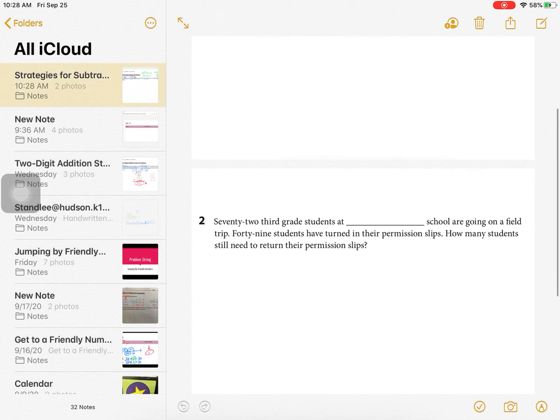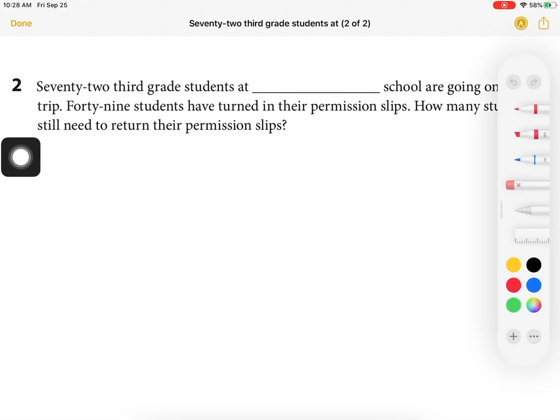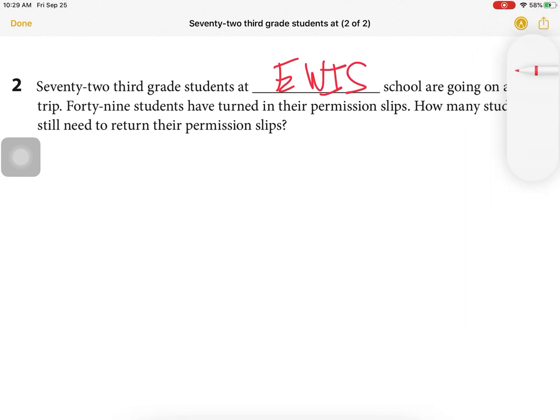So let's go here, and here we are. 72 third grade students, and I'm just going to go ahead and write that in for us. EWIS at the Eastwoods Intermediate School are going on a field trip. Hooray! 49 students have turned in their permission slips. How many students still need to turn in their permission slips? Oh, that's still need. That's really interesting there. So I'm thinking about that difference, right? So I have a number and I'm still needing more. I need to compare one number more than another.